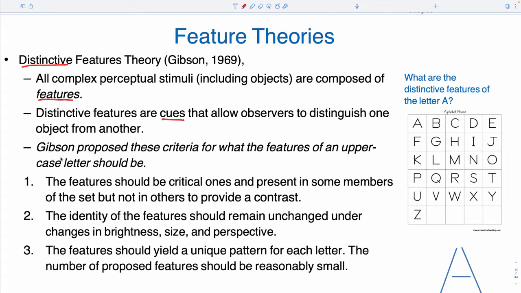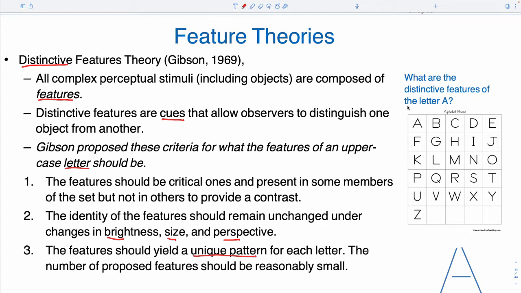So Gibson proposed these criteria for what the features of an uppercase letter should be. So we're focusing on just a very simple letter. The features should be critical ones and present in some members of the set but not in others to provide a contrast. The identity of the features should remain unchanged under changes in brightness, size, and perspective. The features should yield a unique pattern for each letter. That's important too. The number of proposed features should be reasonably small.